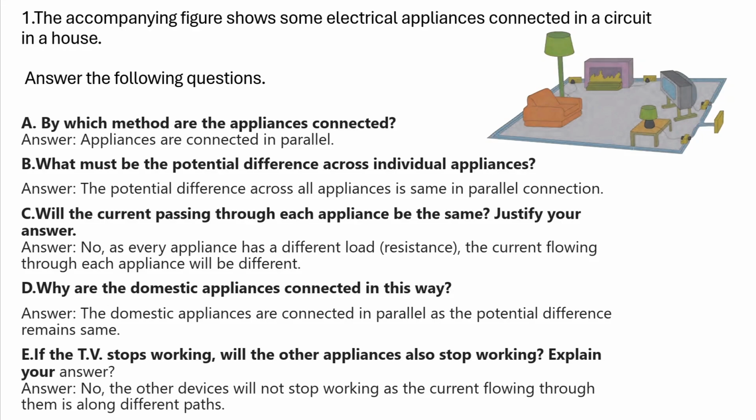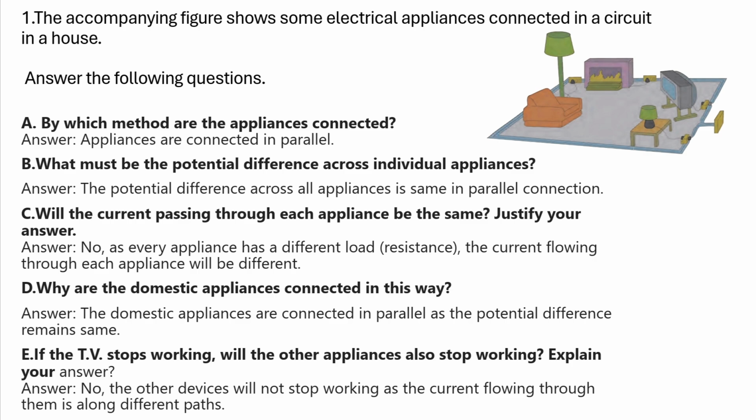1. The accompanying figure shows some electrical appliances connected in a circuit in a house. Answer the following questions. A. By which method are the appliances connected? Answer. Appliances are connected in parallel. B. What must be the potential difference across individual appliances? Answer. The potential difference across all appliances is the same in parallel connection.